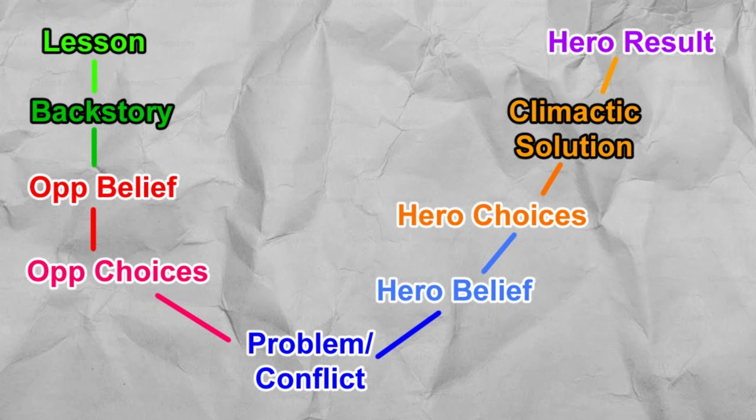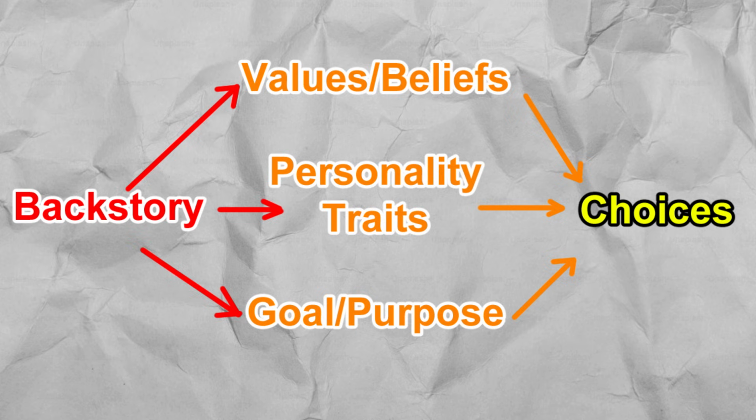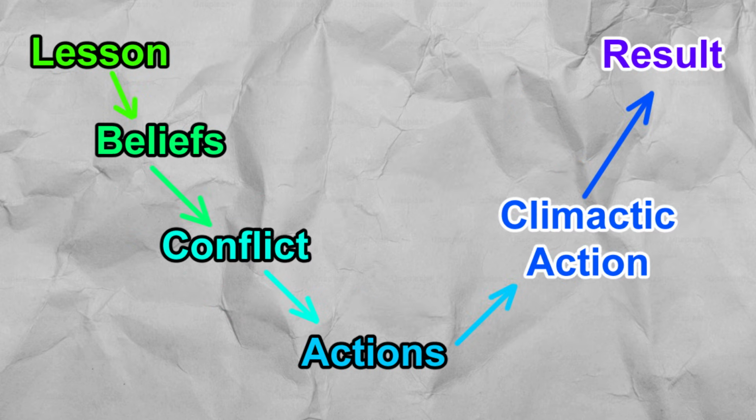Let's break it down. The lesson comes from the theme and is the final message you want the audience to take away. The backstory comes from the characters and can be used for the hero and the opponent. It exists to explain the beliefs of the character, which explains the choices of the character. As you can see, beliefs come from both character and theme. In this case, beliefs are perspectives on the lesson.